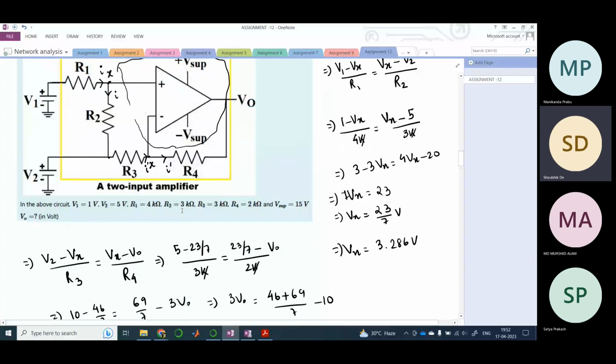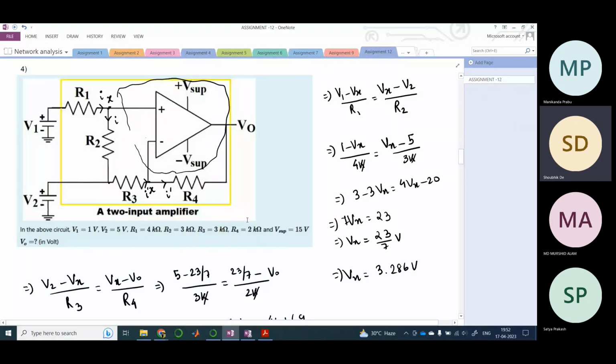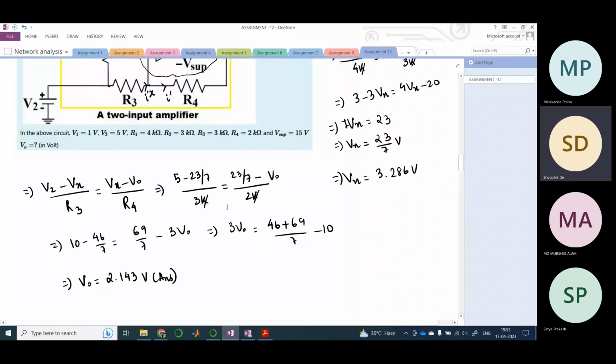So this is the final answer. The critical step in this problem is to find out the voltage at node X. Assuming the ideality of the op amp, the potentials at the inverting and non-inverting terminals are equal, so you can directly apply KCL through this path. Once that is done, you can directly apply KCL through the feedback path. That will give you the value of V0.